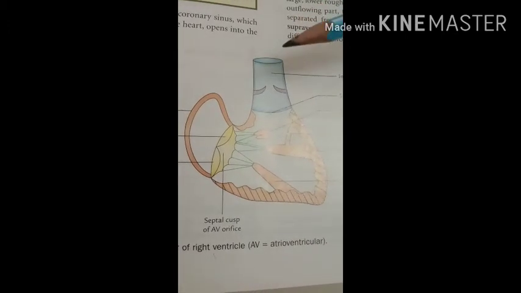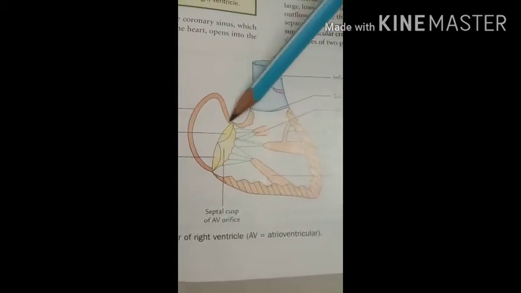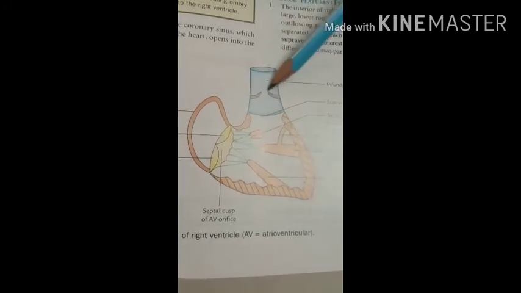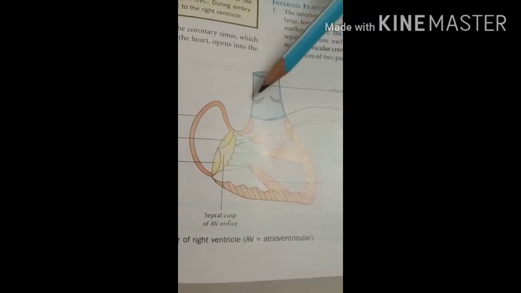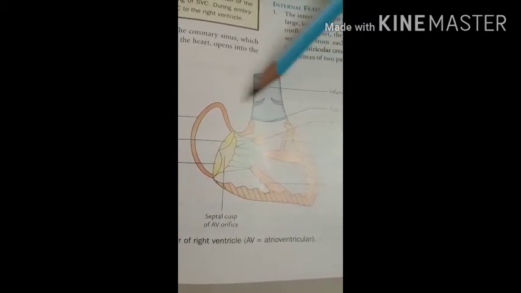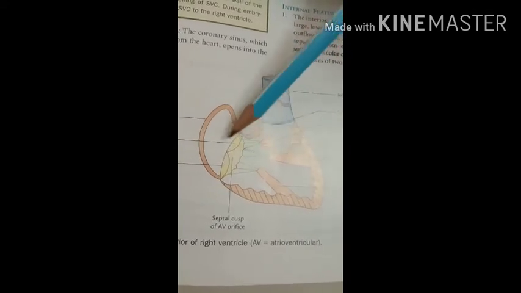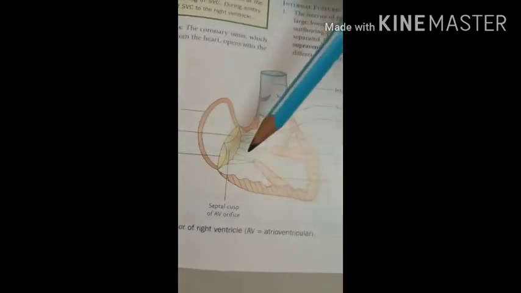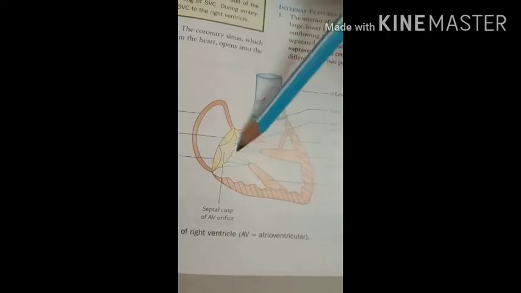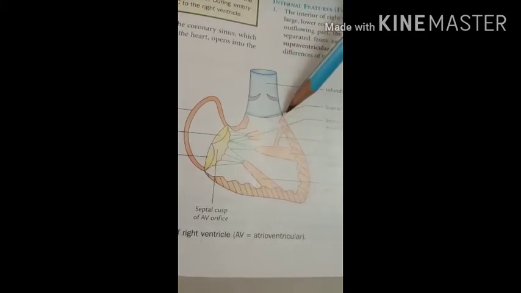The interior shows two orifices. One is the right atrioventricular or tricuspid orifice, and the second is the pulmonary orifice, which is guarded by the pulmonary valve. This one is the pulmonary valve, and this is the right atrioventricular valve, or the tricuspid valve. Then the interior of the inflowing part shows the trabeculae carneae.